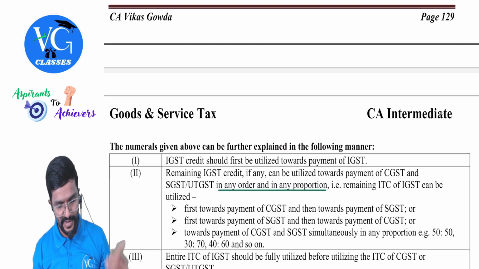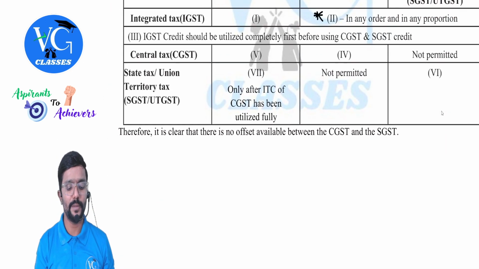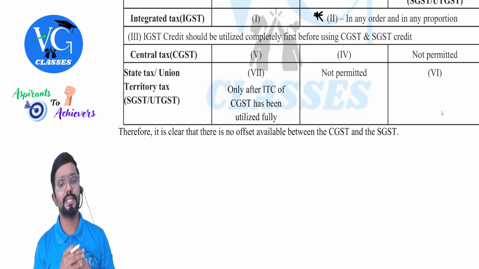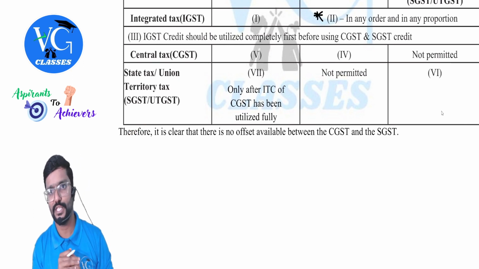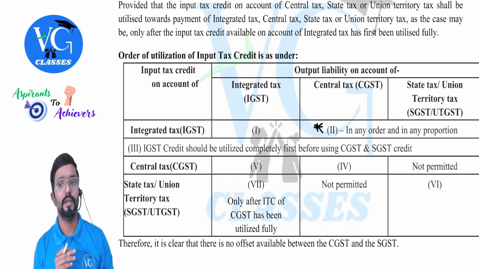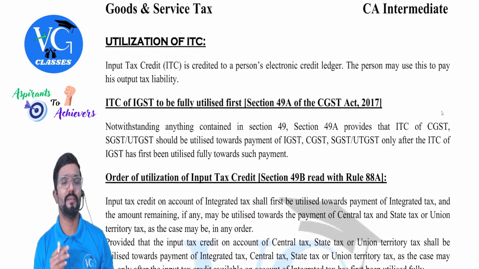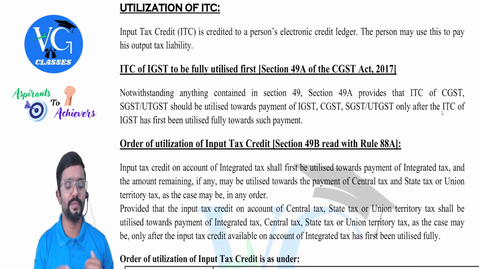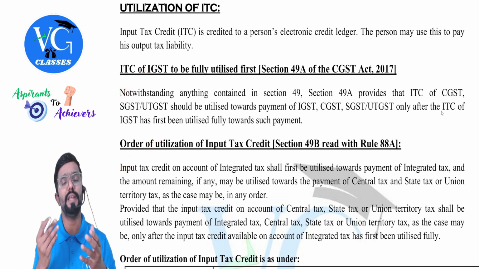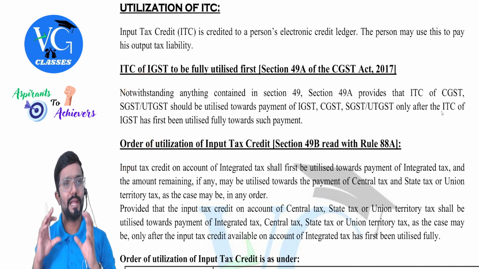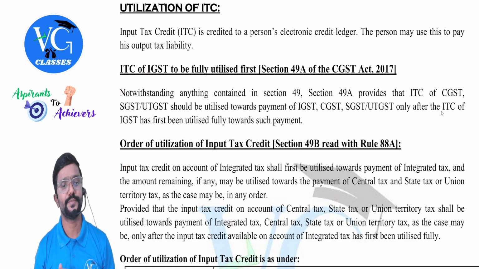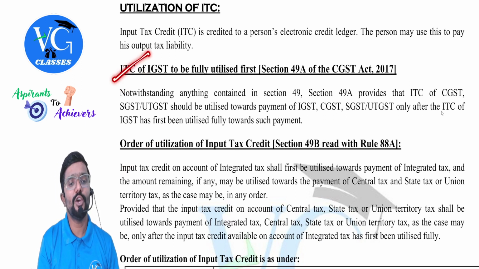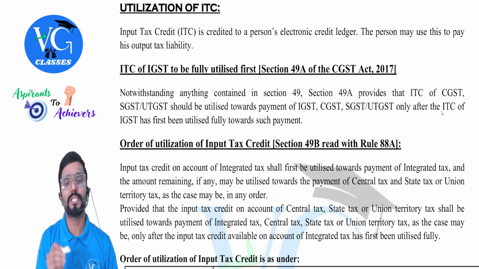Okay, sir. Fine. Here also I have given at the bottom, you can see. Therefore, it is clear that there is no offset available between CGST and SGST, guys. Whatever I have given in the table, the same thing they have given here. Instead of reading it as a theory or as a paragraph, I have made it as a table. Okay, let us see. ITC of IGST to be fully utilized first.